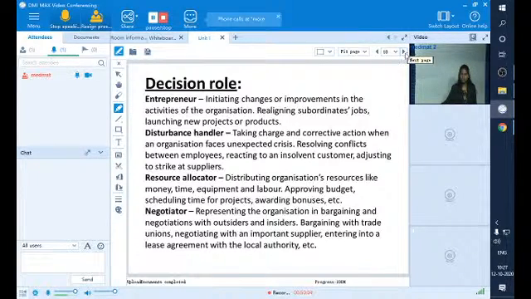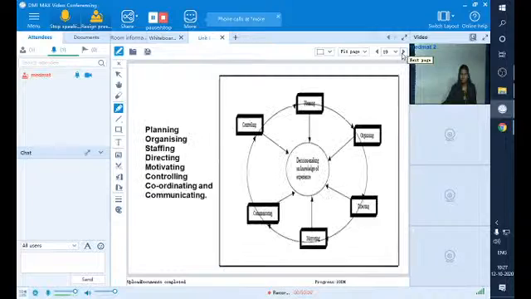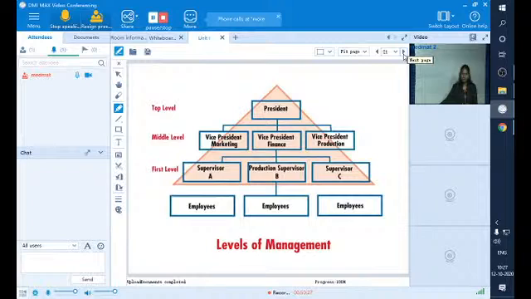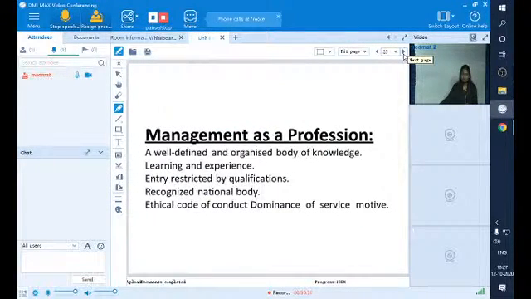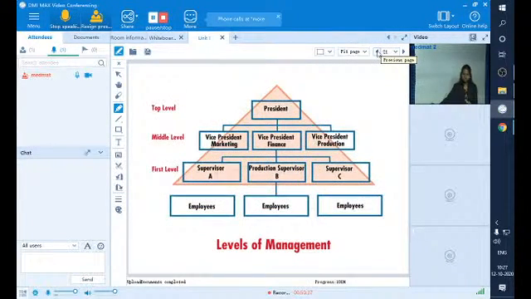Then the next one is the functions of a manager or management. There are eight: planning, organizing, staffing, directing, motivating, controlling, coordinating and communicating. That is the functions of a manager and management. Then the levels of management we have already discussed: top level management, middle level management and lower or first level management.